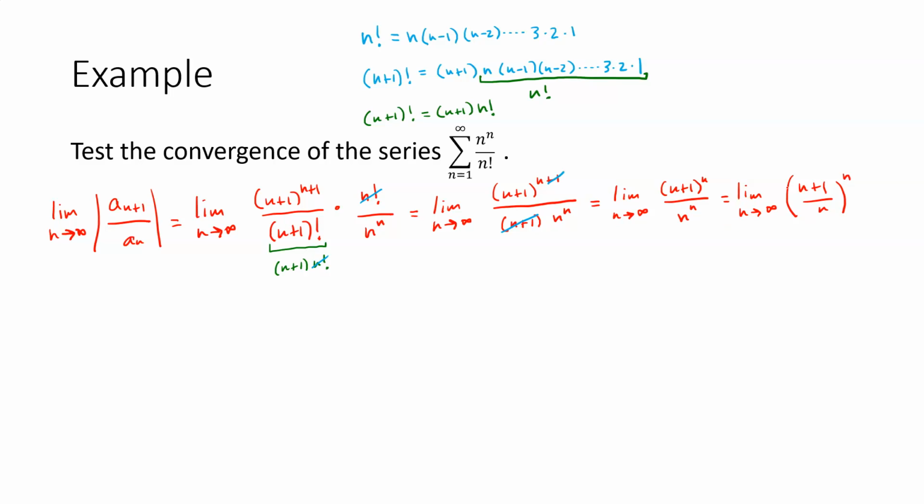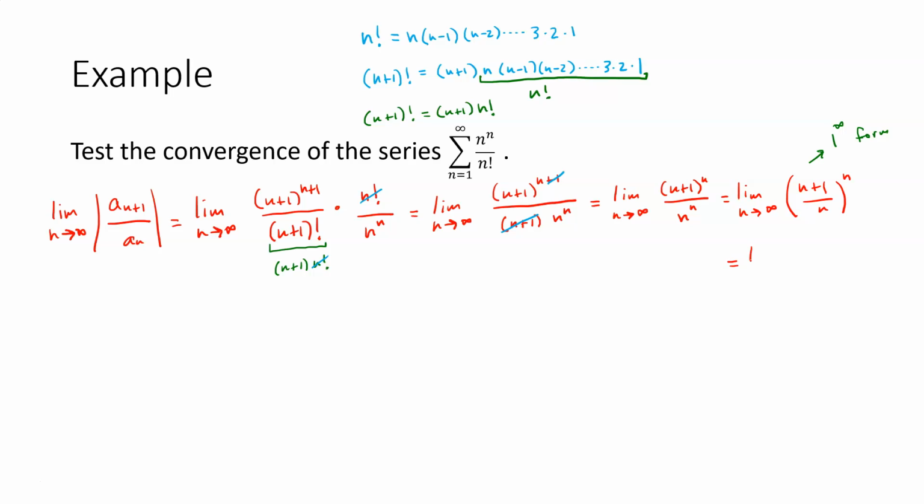Notice that it's actually now an indeterminate power. You've got something in the base that approaches 1, and then something in the power that approaches infinity. So it's an indeterminate form of the type 1 to the power of infinity. So remember, this is the type where we need to use a little bit of manipulation to get it into a form where we can use L'Hopital's rule.